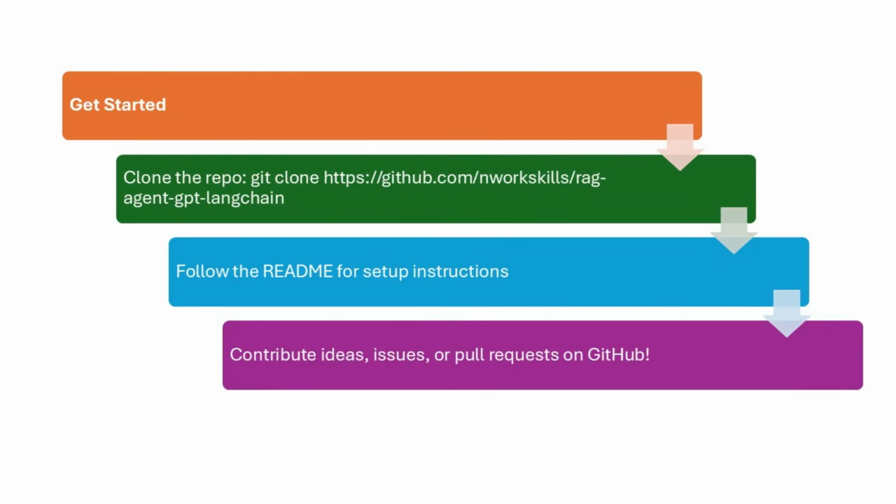Getting started: clone the repo. Git clone github.com/rag-agent-gpt-langchain. Follow the README for setup instructions. Contribute your ideas, issues, and pull requests on GitHub.